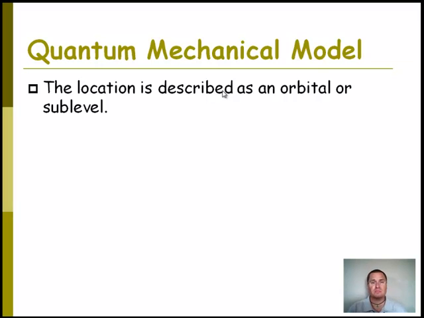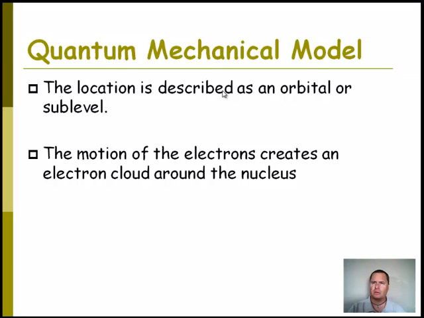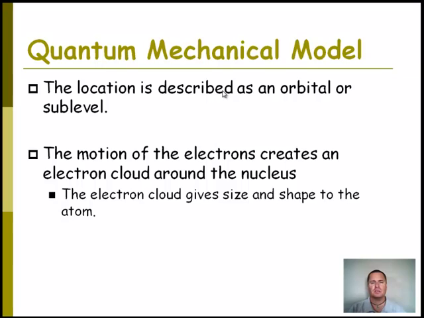We are still describing this location as an orbital, or more accurately, as a sublevel. And it's the motion of these electrons around the nucleus which is creating this electron cloud that we've already talked about. And it's the electron cloud that gives the atom its size and shape. It gives it its size and shape, so it's kind of important.